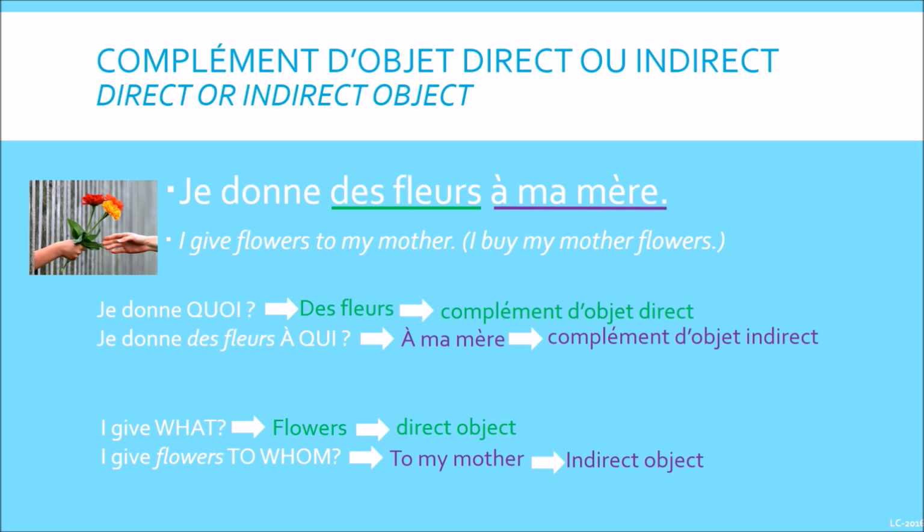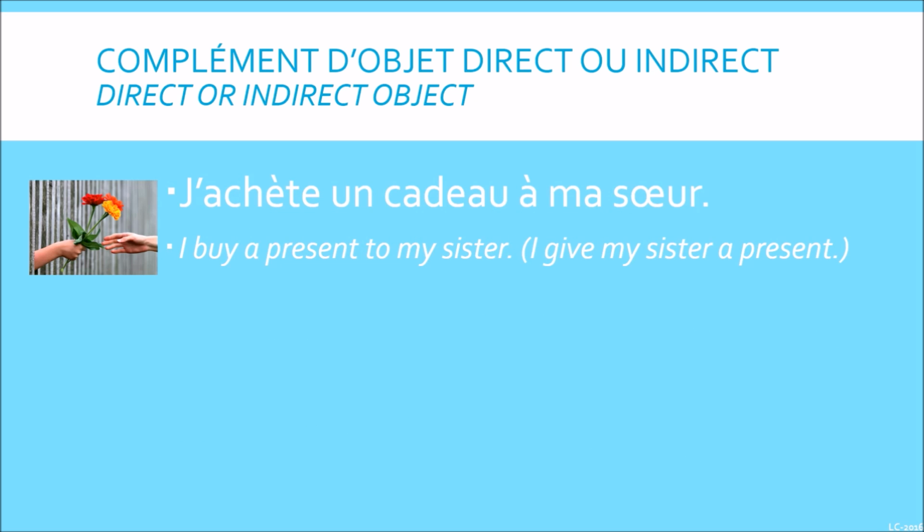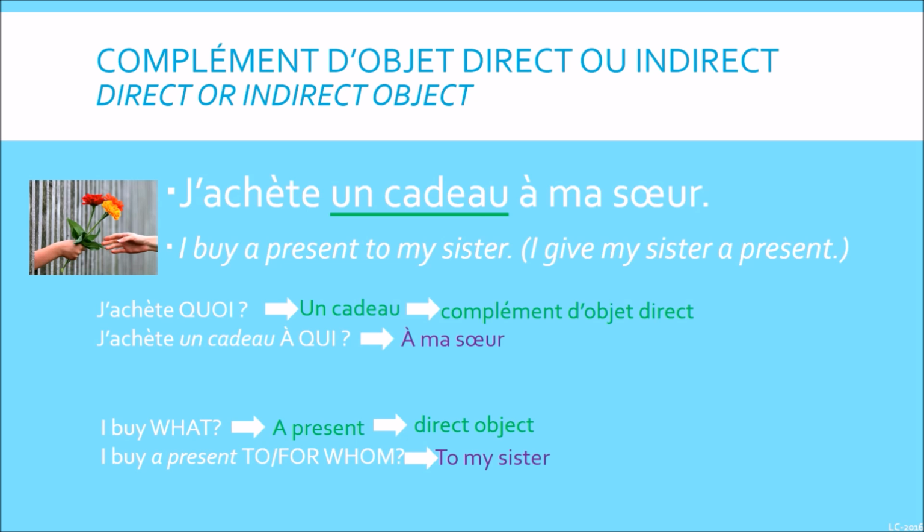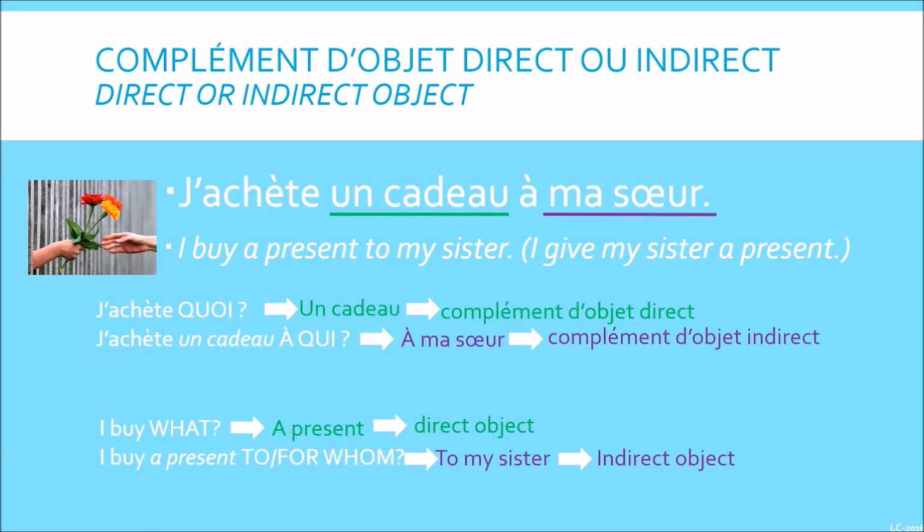In French, because we're a bit lazy and complément d'objet direct ou indirect is a bit too long, we shorten it and call it COD or COI. Now, j'achète un cadeau à ma sœur. Let's try to find the direct object. J'achète quoi? Un cadeau, which is therefore your COD. And for the indirect object, j'achète un cadeau à qui? À ma sœur, which is therefore your COI.